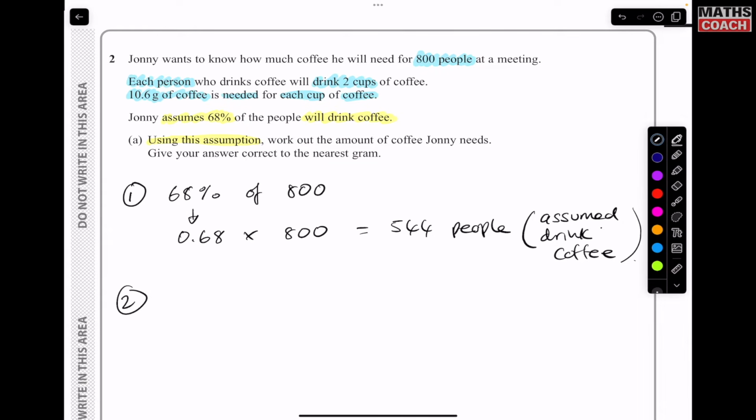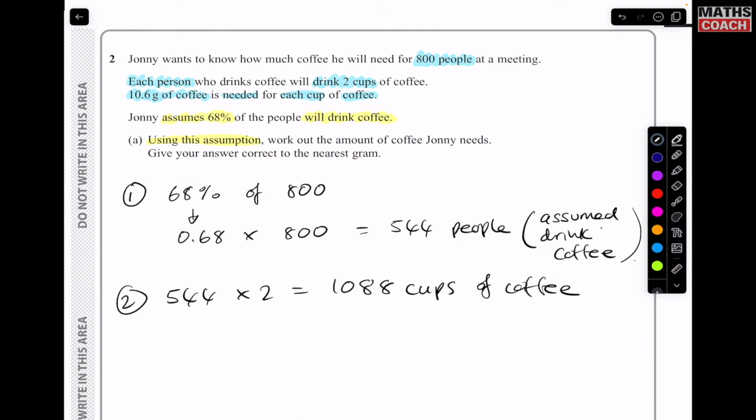Step number 2. Johnny says that each person who drinks coffee will drink 2 cups. So therefore, the 544 people will drink 2 cups of coffee. So 544 times 2, and we get 1088 cups of coffee that is assumed to be potentially drunk.